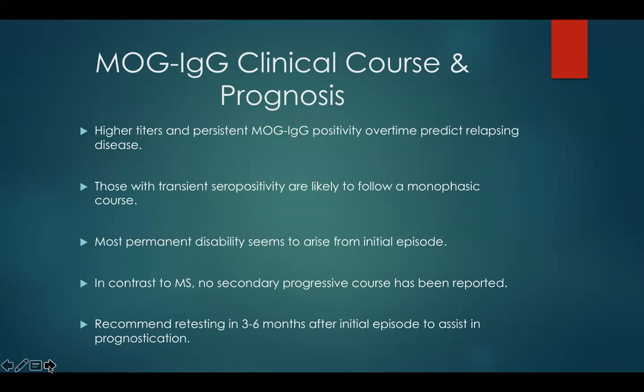And then, the clinical course and prognosis. The clinical course seems to depend on whether or not someone stays antibody positive for MOG. Most permanent disability seems to arise from the initial episode. And in comparison to MS, no secondary progressive course has been reported. So what we recommend is retesting the antibody anywhere from 3 to 6 months. 6 months seems to be the agreed upon time with most MS providers. And this will help us determine whether that patient has a higher risk of relapsing or not.